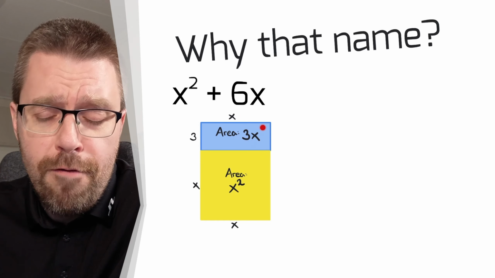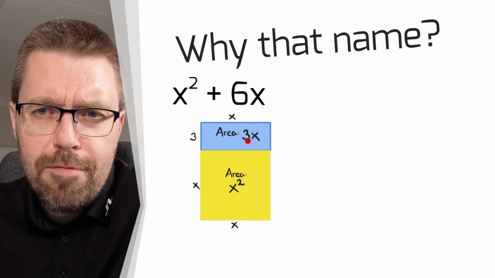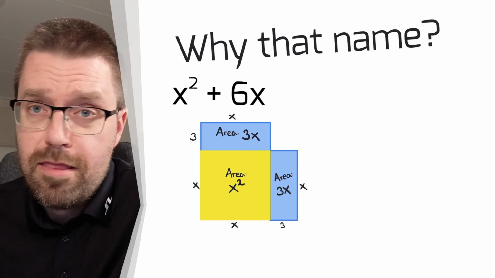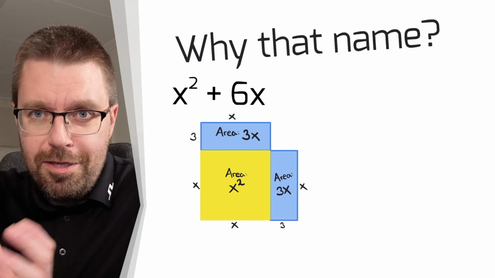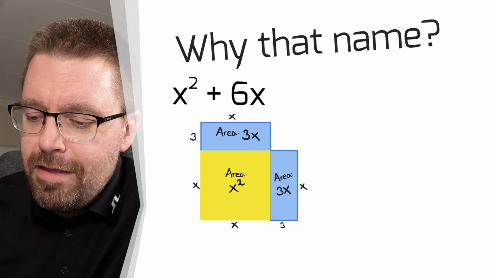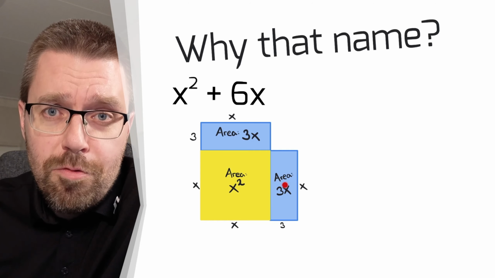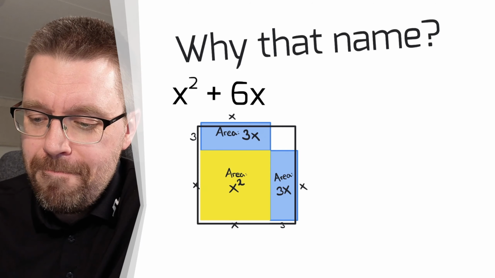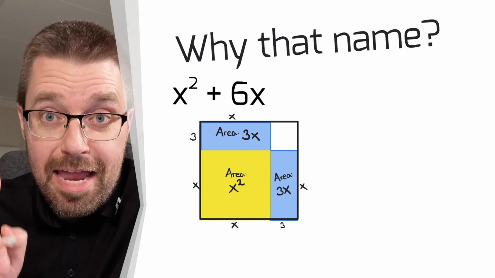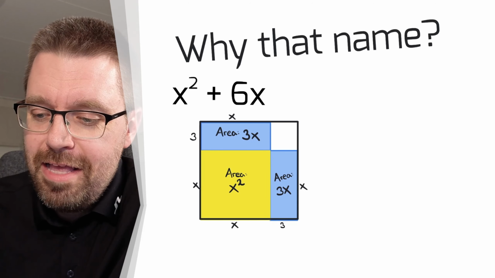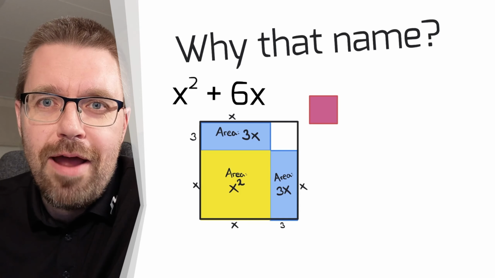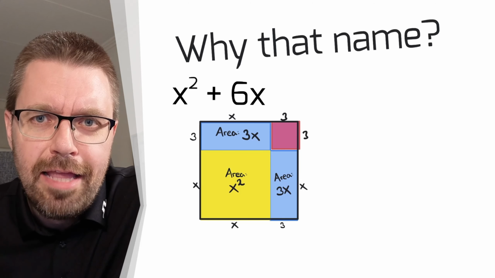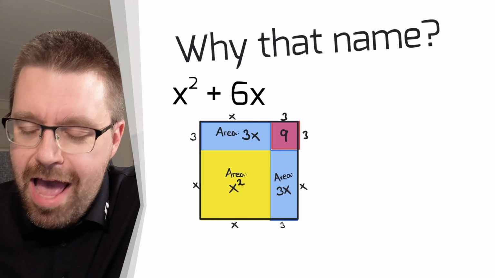So here we have half of this area. We have 3x. And then we have another rectangle like this. And it is the same rectangle, but I have rotated it. And this also has the area 3x. So to complete the square like this, you need an extra bit. You need this little thing right here. The side length is of course 3 and 3, and then the area will be 9.